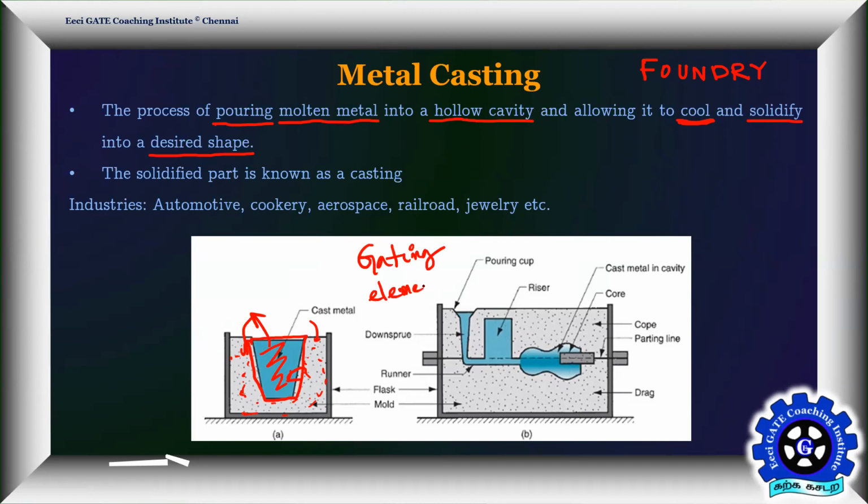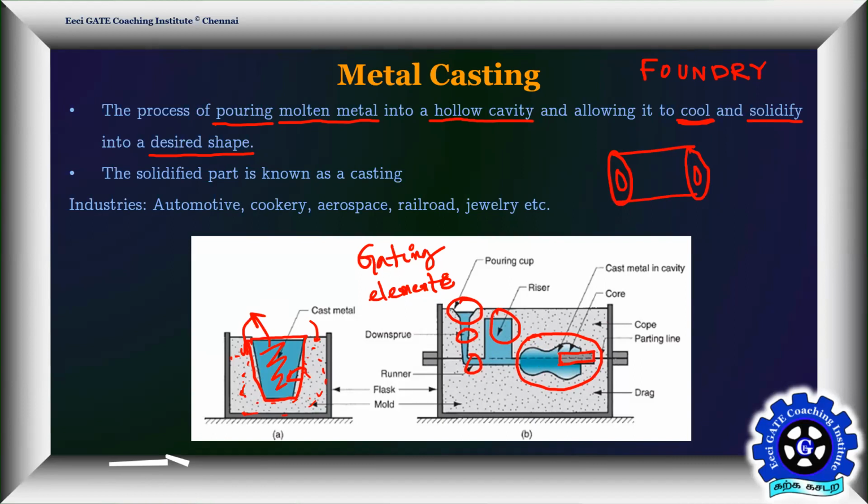So these are gating elements. You have a pouring cup here, the sprue, the down sprue here, the runner here, the riser here, and this is your metal casting. And what is this? This is your core. This core is used for creating hollow sections, like if you want to create a hollow cylinder, we have to use a core. Don't worry about that core part.